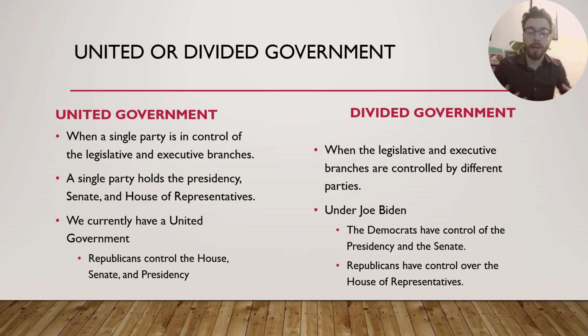We currently have a united government, not because they're doing a great job working together, but because they are all led by the Republican Party in majority numbers. So we see the House currently has Republican majorities, the Senate has a Republican majority. We see that through leadership within these bodies, with the House having the Speaker of the House, Mike Johnson, and the majority leader within the Senate, John Thune.